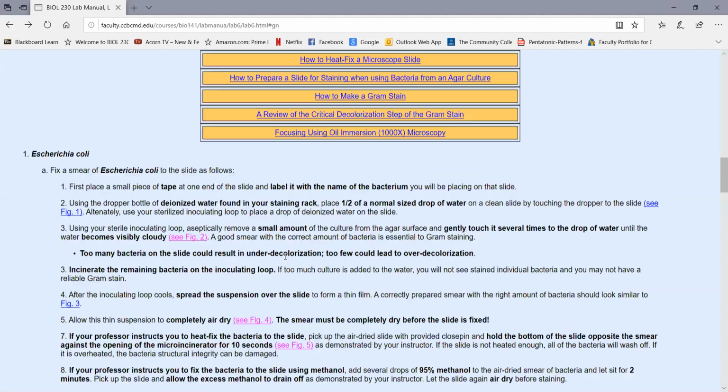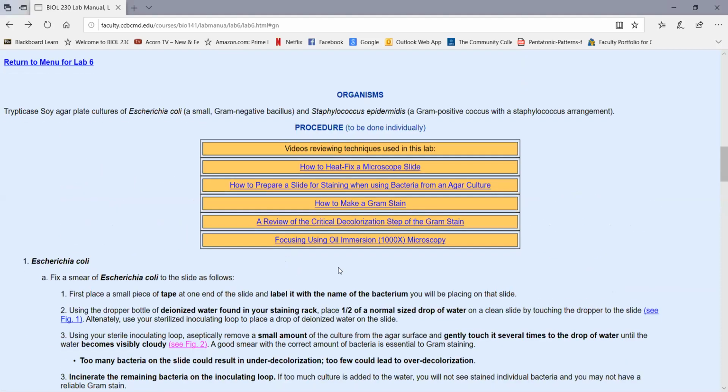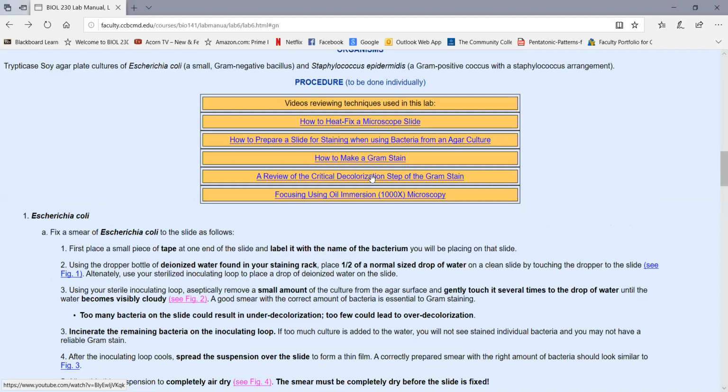Now let's review that critical decolorizing step once more from the video that we have, because that again is the make it or break it. And this will also be demonstrated in lab prior to you doing the gram stain. Wait for it to load in here.